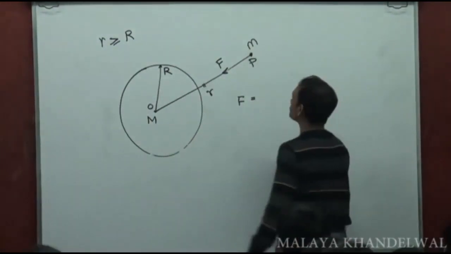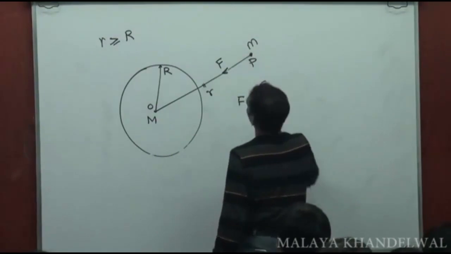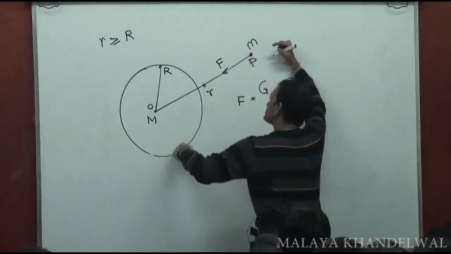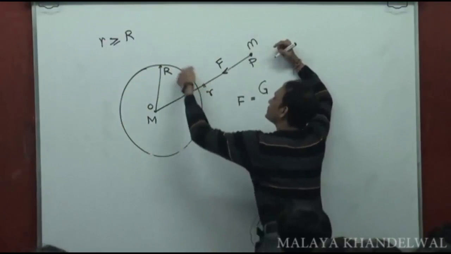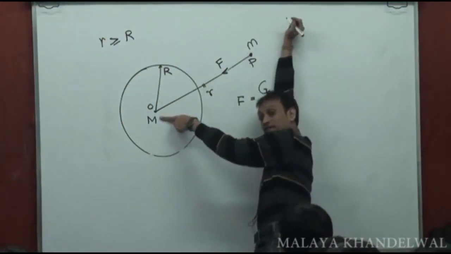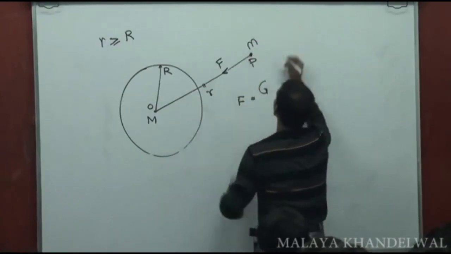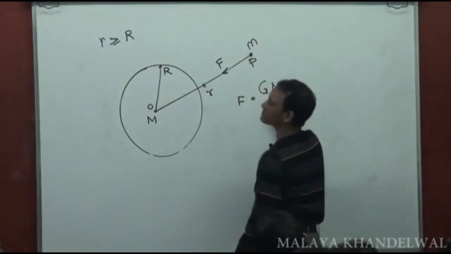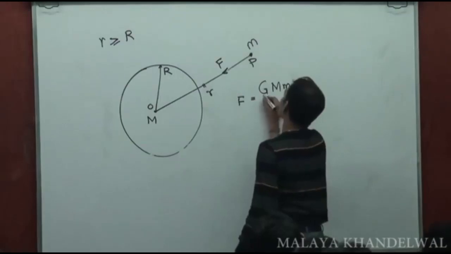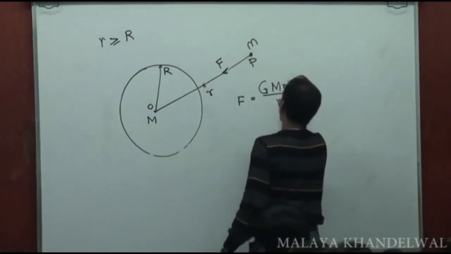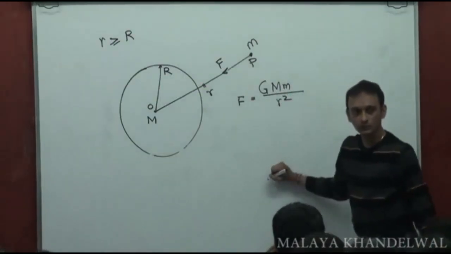F equal to... Now for points outside the sphere, I can imagine this entire sphere to have a mass capital M concentrated at the center. I can use that premise. So the force that this mass experiences is like GMm divided by r squared, where M is the mass of the Earth and small m is the mass of the particle.